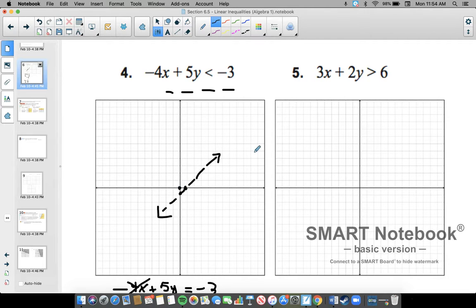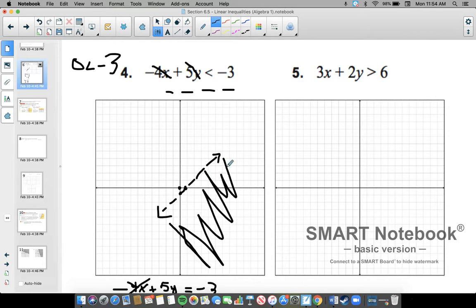I like 0, 0. Especially in a format like this, it makes it really easy because the 0x will cancel out that, and the 0y will cancel out that. So what you end with is 0 is less than -3. Is that true? No, 0 is not less than -3. So I know my shading goes on the far side.